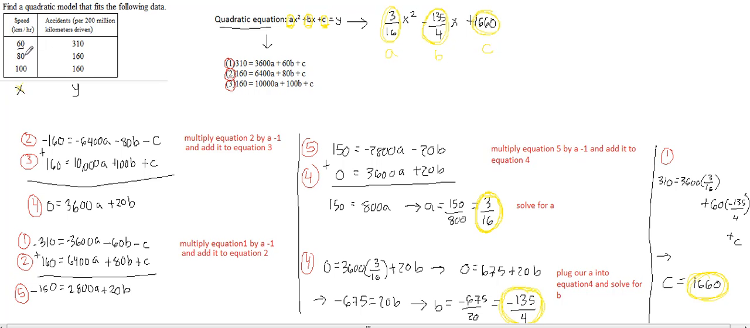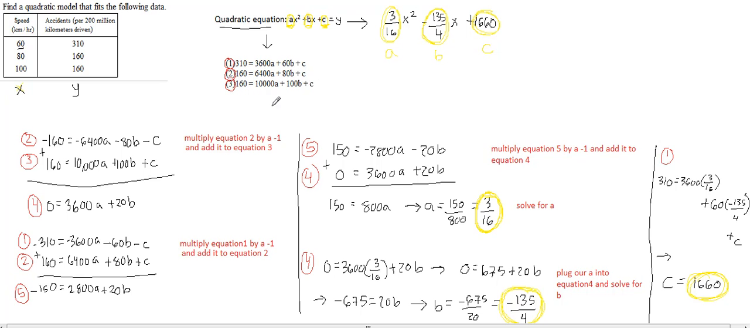So if we have 80 miles per hour here, that's going to be our x. I've labeled them equation 1, equation 2, and equation 3. In equation 2, I've done 80 squared, which is 6400 times a, plus 80 times b plus c equals y, and since y is our accidents, that's 160. So you first come up with your three equations.